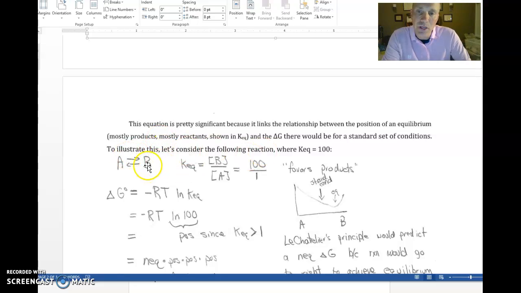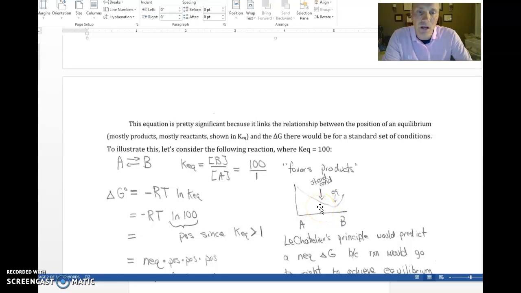First, we're going to consider a reaction where the KEQ is 100. So remember, if the KEQ is 100, let's, for example, take this reaction right here. This would be how you could write the equilibrium expression. And essentially, what this KEQ would mean is that at equilibrium, there would be a 100-to-1 ratio between B to A. So realizing that, we could certainly say that this reaction favors products. So let's think about what this would mean.